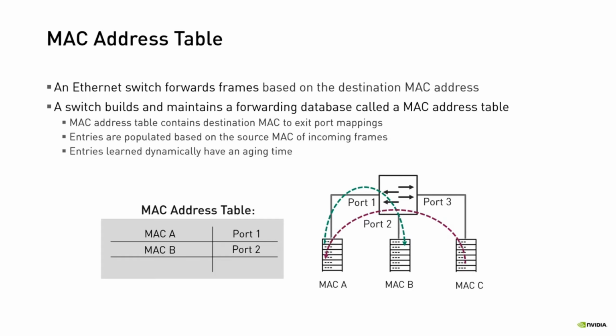Dynamically learned entries have an aging time, meaning if they are not used within a defined time, they are flushed from the table. Ethernet switch vendors do allow the adjustments of the aging time. Also, static entries can be configured. Static entries are not aged out and will remain in the table until manually removed.